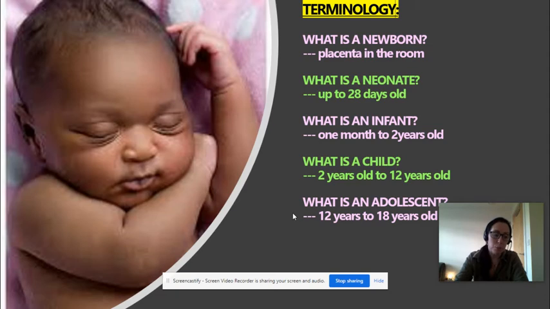Now, you'll find different books with different terminology, different countries. This is what I'm going on. This comes from the World Health Organization. Yes, it's a little bit dated. I think it was 2011. But as far as I'm concerned, this is the terminology that we will be using on this course. All right, a cute little baby there, isn't it? I enjoyed looking at pictures of these.